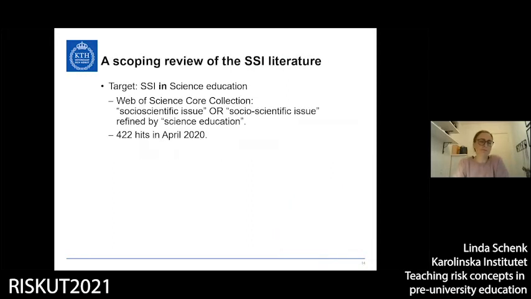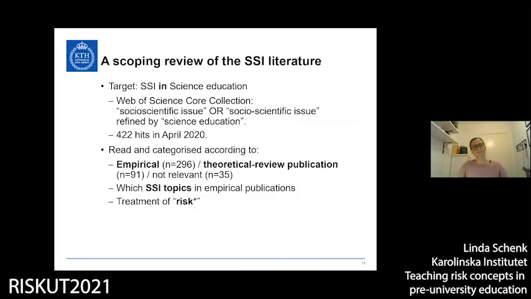So we did a scoping review using Web of Science and a very simple search string, and we found some 400 papers, which we read and categorized first according to whether they were empirical, that is presenting primary data, experiences from the classroom, for instance, or if they were of a more theoretical or review kind of nature. And then there were a couple that we decided were not actually SSI papers as well. So we found about 300 empirical papers and a little bit less than 100 of these more review type publications.